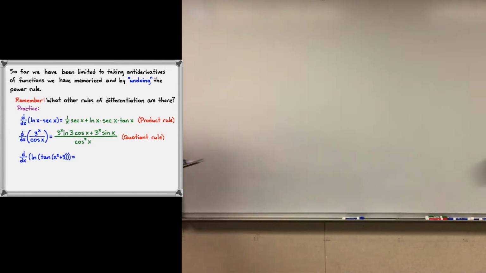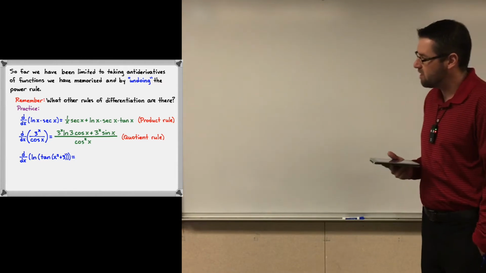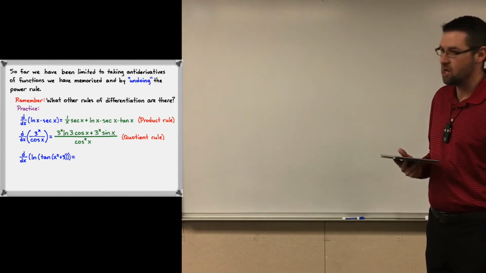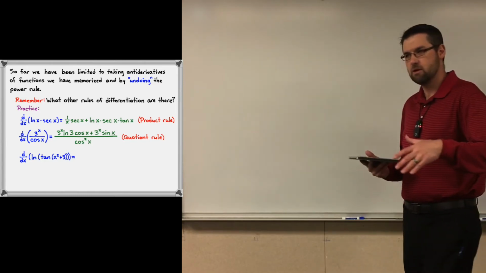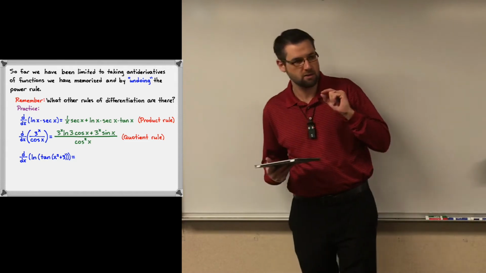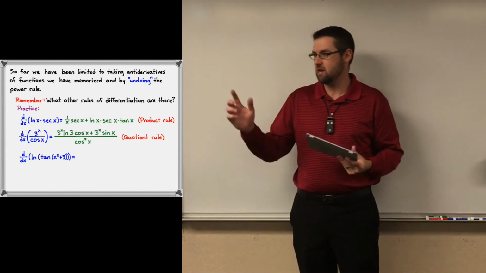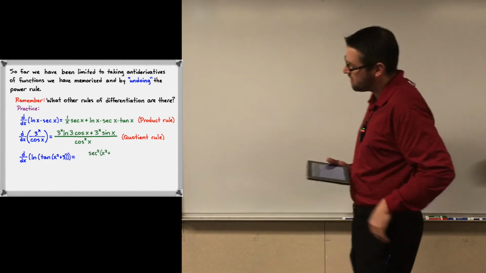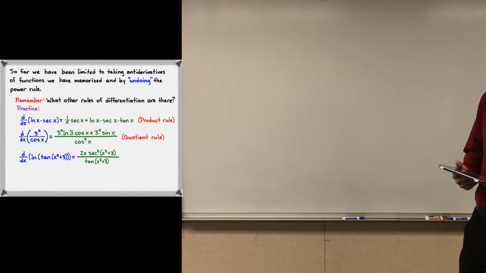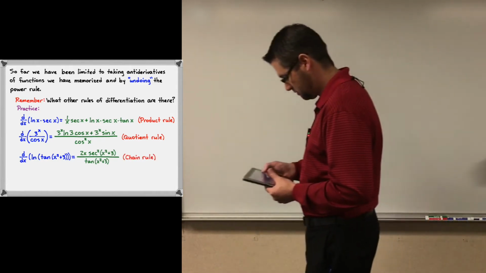So, what rule? Chain rule. So it's going to be the derivative of the natural log function. So it's 1 over tangent of x squared plus 3. And then all of that times secant squared of x squared plus 3. And then times 2x. And we can simplify that by putting it as one fraction, right? And that is, again, the chain rule. Yes? Okay.